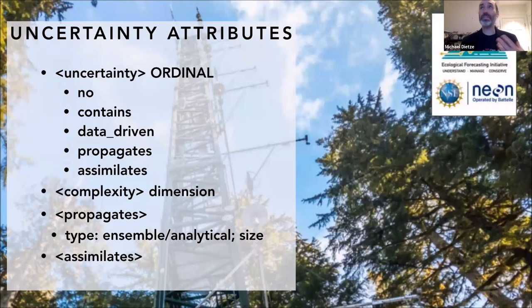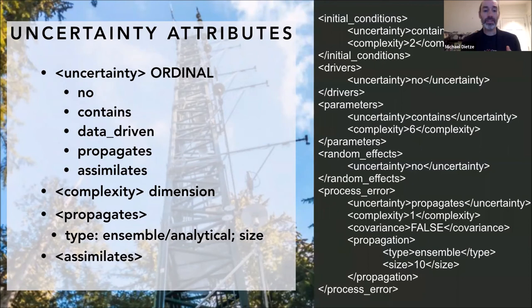So if we apply this to our Lotka-Volterra example, we can see that this is a model that contains uncertainties for the initial conditions of two state variables, the two species. It does not have any driver data. It contains six parameters. It does not have random effects. It includes process error that it propagates forward. So that's the stochastic part, but it does so using an ensemble of size 10 and does not account for any sort of process error covariance structure.